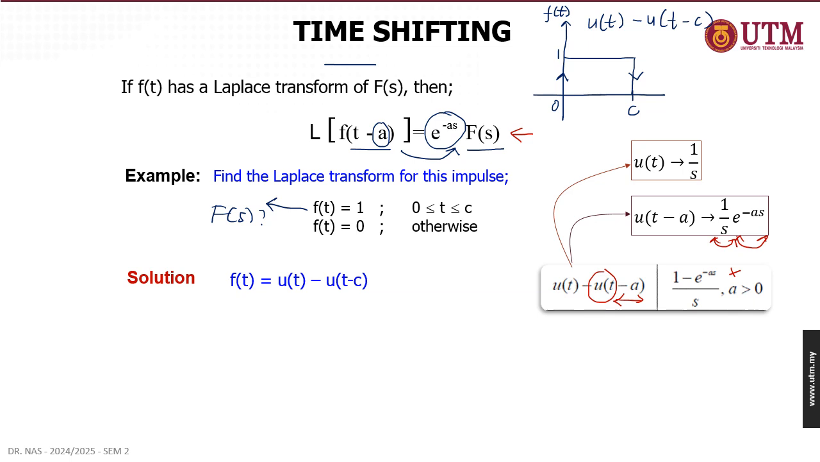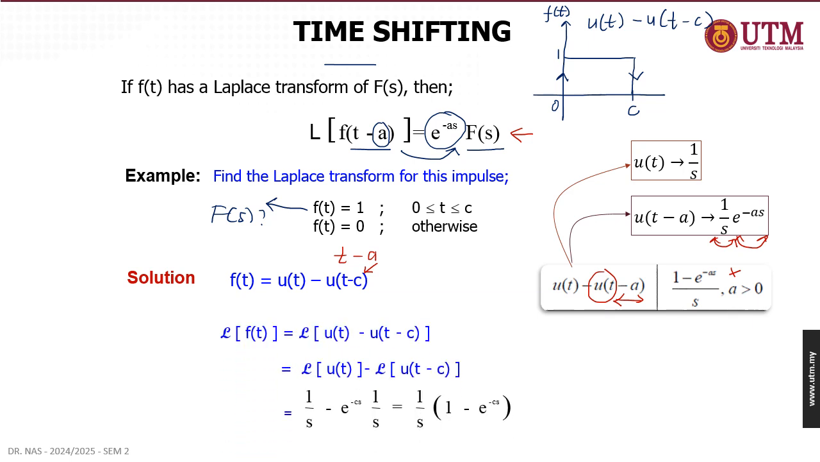Okay, so from this equation, now you can find the Laplace transform. So u(t), you know it is 1 over s. u(t minus c) means 1 over s times e to the minus as. So in this case, t minus a, so your a equals c. So it is 1 over s for u(t), and again 1 over s for u(t). The shifting property gives you the exponential function of as. So in this case, your a equals c, so replace a with c. So this is your Laplace transform of f(t).